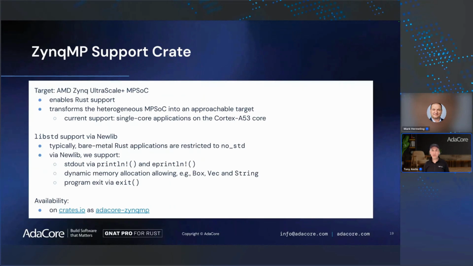A really cool thing we did last year is we brought Rust support to Zynq MP via a crate that we built. This is the AMD Zynq UltraScale+ multiprocessor system on a chip, and we've enabled Rust support for this. Our crate transforms the heterogeneous multiprocessor system on a chip into an approachable target. Currently, we support single-core applications on the Cortex-A53 core. We're looking to extend that capability this year.